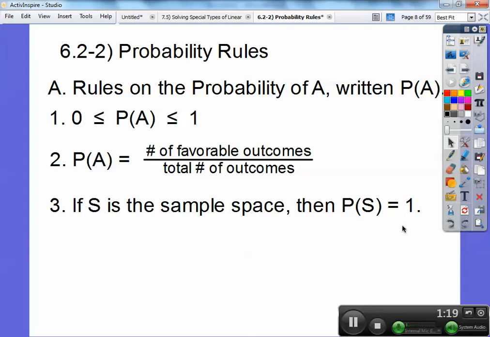So for example, say I'm picking somebody out of my AP statistics class. What's the probability I pick somebody out of that class? Well, it's 1. It's 100%. Okay, that's what the 100% means right there.